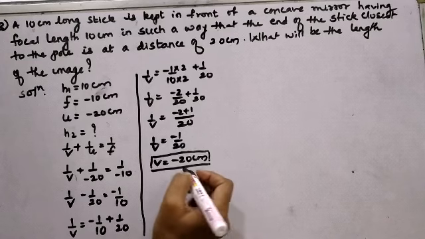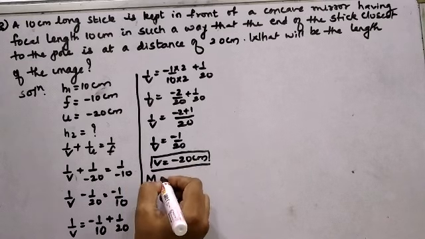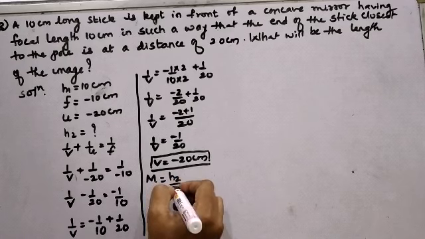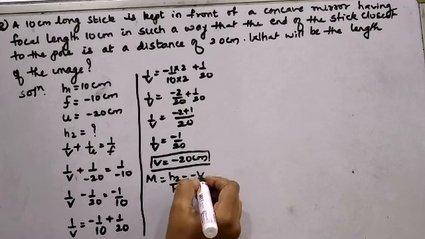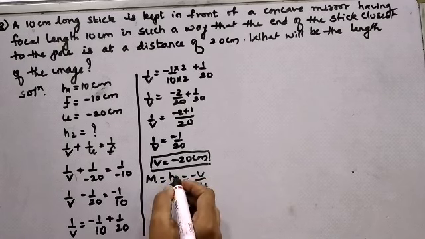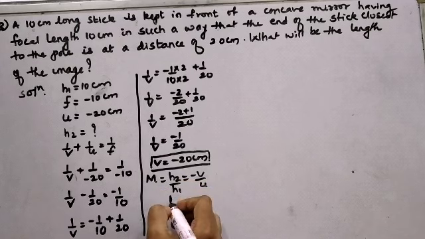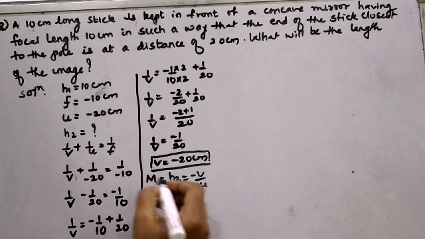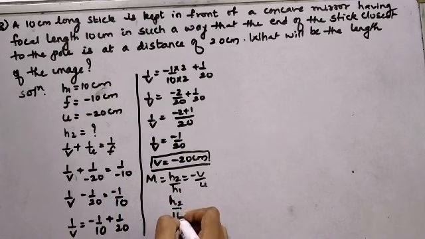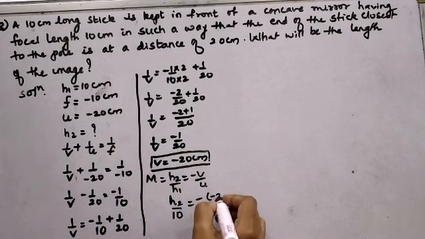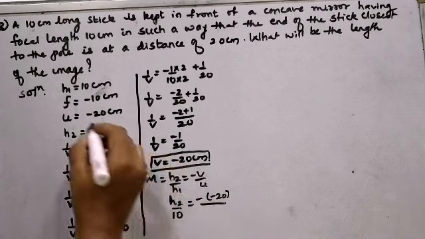Now we have to find out the length of the image, that is magnification is equal to h2 upon h1 is equal to minus v upon u. So do we know h2? h2 we have to calculate the height of the image upon height of the object is 10 is equal to minus v. So minus v is minus 20 centimeters upon how much is u?